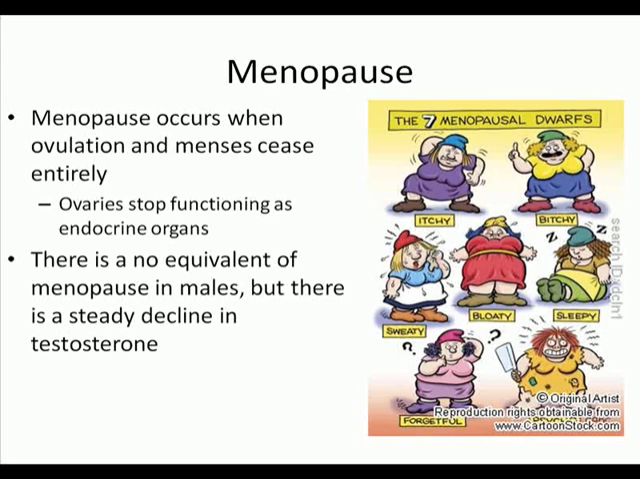So just a word about menopause. Menopause occurs by definition when ovulation and menses cease entirely. When you haven't menstruated for a year is one of the definitions that I've seen. Ovaries stop functioning as endocrine organs, so they're not making the estrogen and progesterone that they had been prior to that. There isn't really a functional equivalent to menopause in males, but there is a steady and very significant decline in testosterone, so that the masculinizing effects of testosterone decrease.